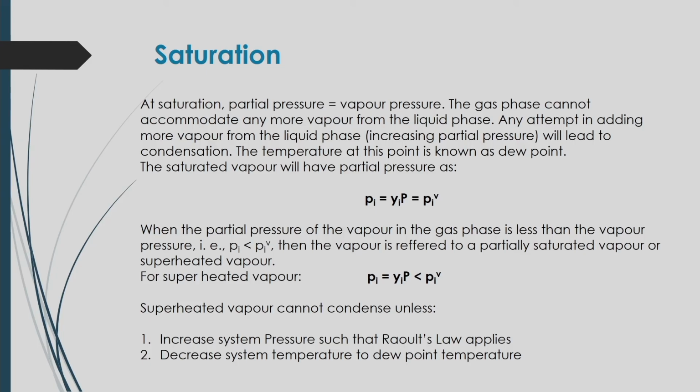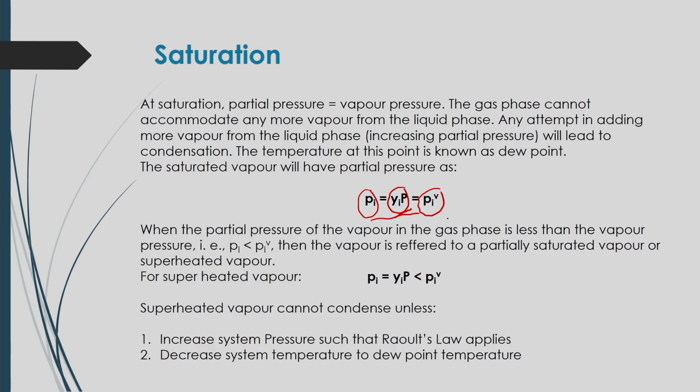And at that condition the saturated vapor will have that partial pressure, where Pi will be equal to, if you know the total system pressure and the composition of component A in the vapor phase, then you can calculate the partial pressure, and then the partial pressure will be equal to the vapor pressure of that particular component.